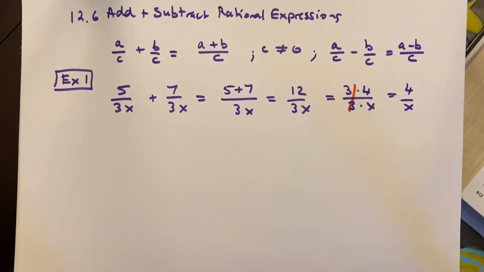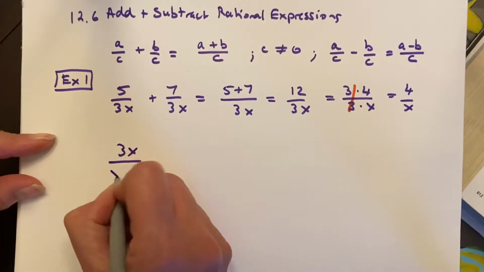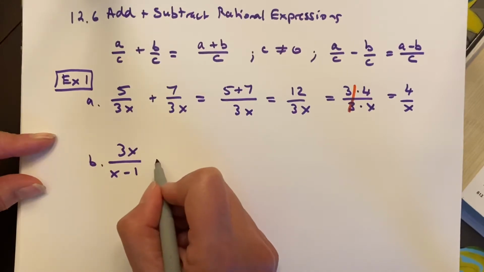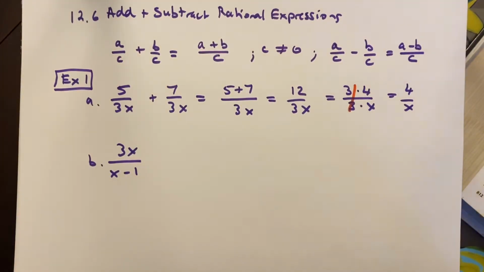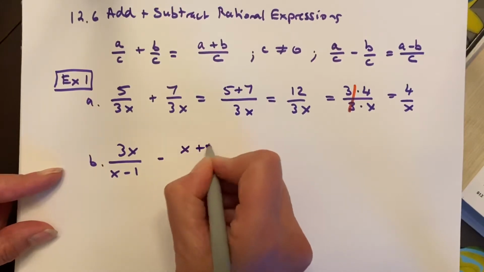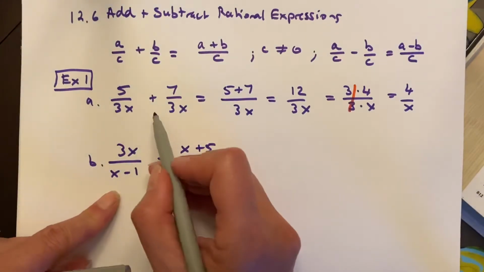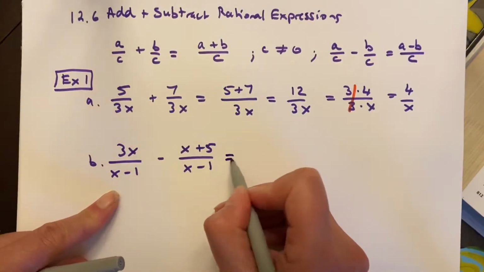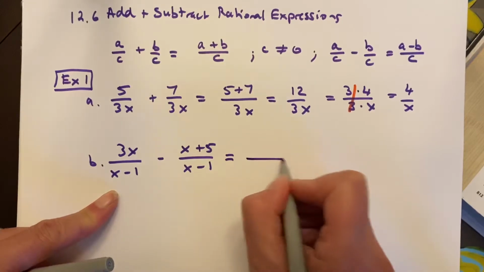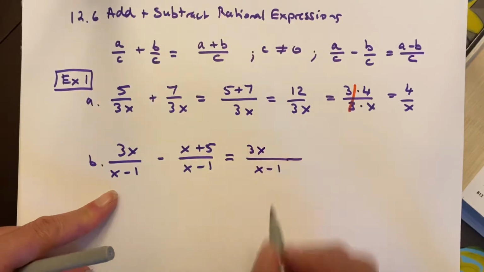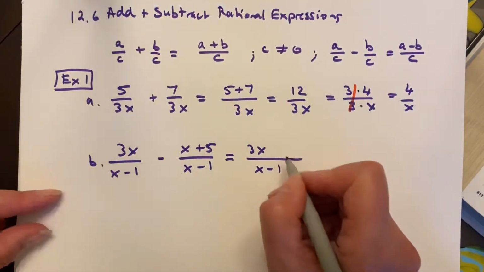Okay, let's do another example. In this case, instead of 3x on the bottom, we're going to do 3x on top and x minus 1 on the bottom. So this is A, this is B. And I'm going to subtract x plus 5 over x minus 1. Just as up here, I'm allowed to subtract these because they have a common denominator. So I have x minus 1 on the bottom, and on top I have 3x, but I have to remember to do this first.